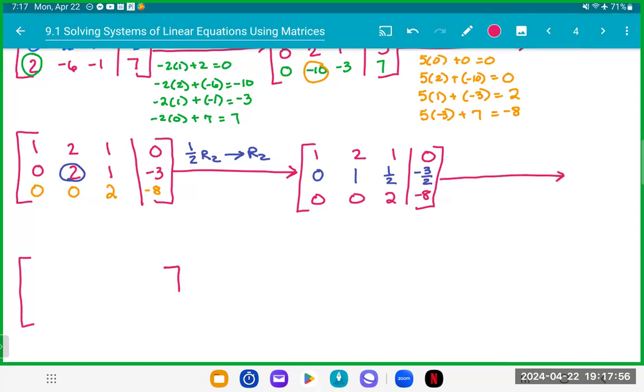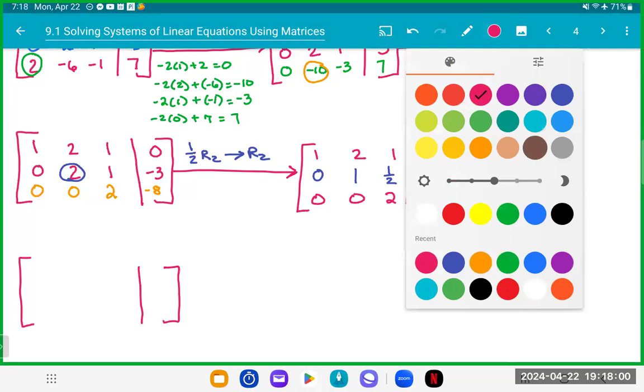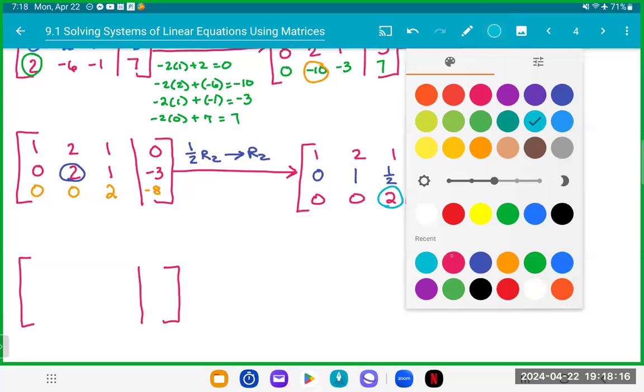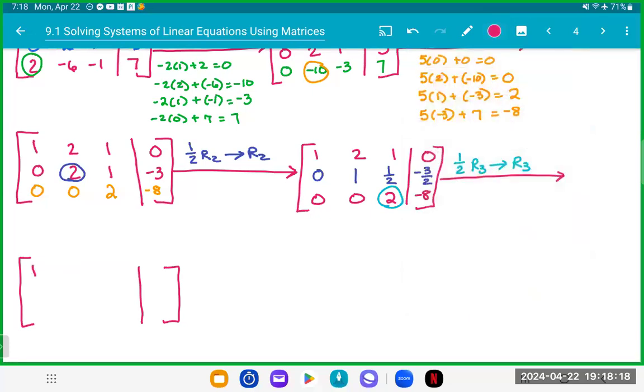The last thing that we need to do to this matrix here is make this right here a 1 as well. To do that, we do 1/2 times row 3, replace row 3. Rows 1 and 2 are staying the same, so we just put 1, 2, 1, 0, and 0, 1, 1/2, -3 halves.